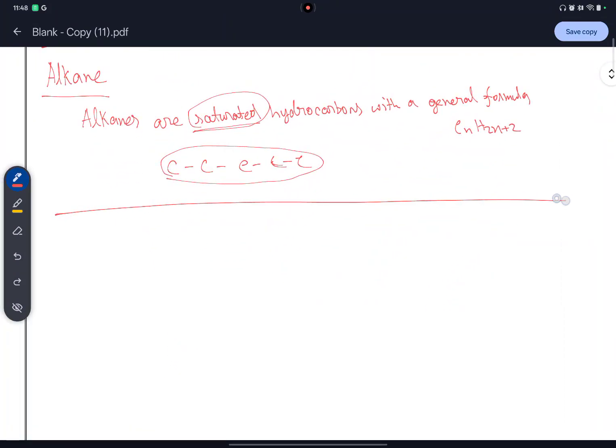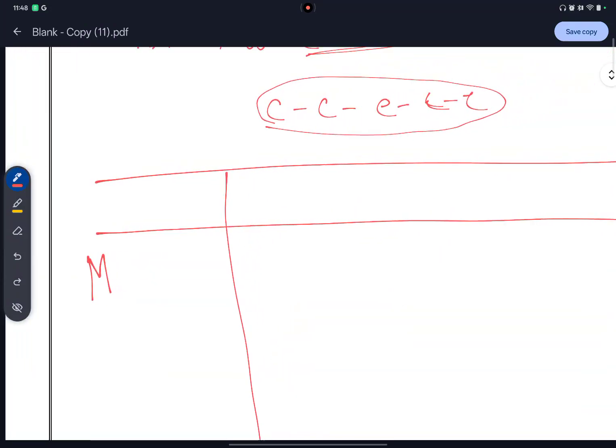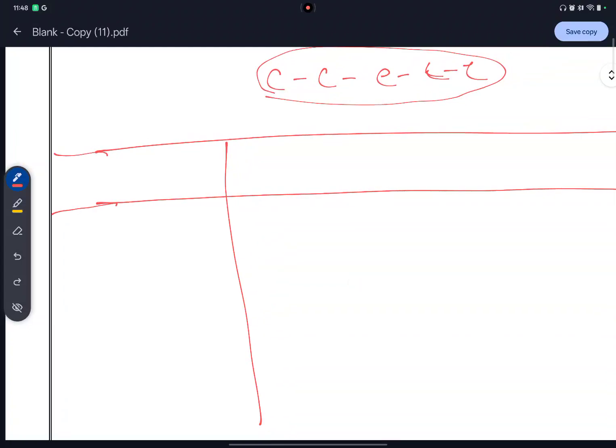Now let's see some alkanes. Our first alkane will be methane. Now please remember this, IUPAC, International Union of Pure and Applied Chemistry, they follow both Greek and Latin numerical systems. So in some cases they will use the Greek numerical system, and in some cases they will use the Latin one. So the word is called metha or meth. Some people say meth, but it is actually metha.